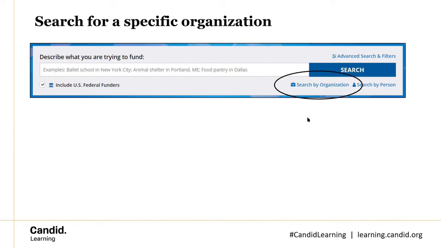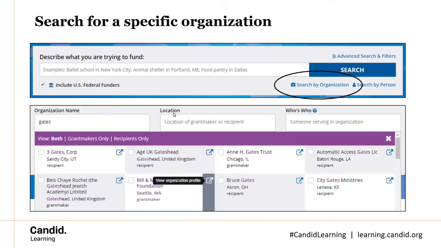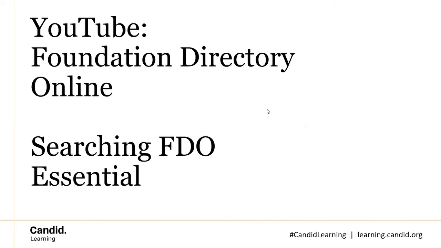You can search by organization name. That requires a couple of different clicks. Pop the name in real quickly there. Then pick grant makers, in all probability, that's what you're looking for. Take a look at your list. Click View Organization Profile to actually pull up the full profile. So there are numerous ways to sift through this system.